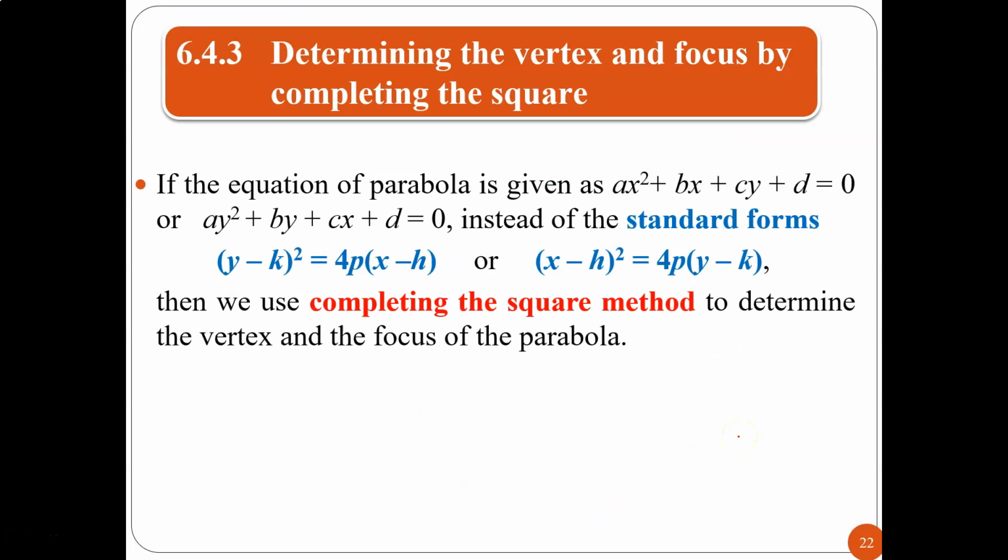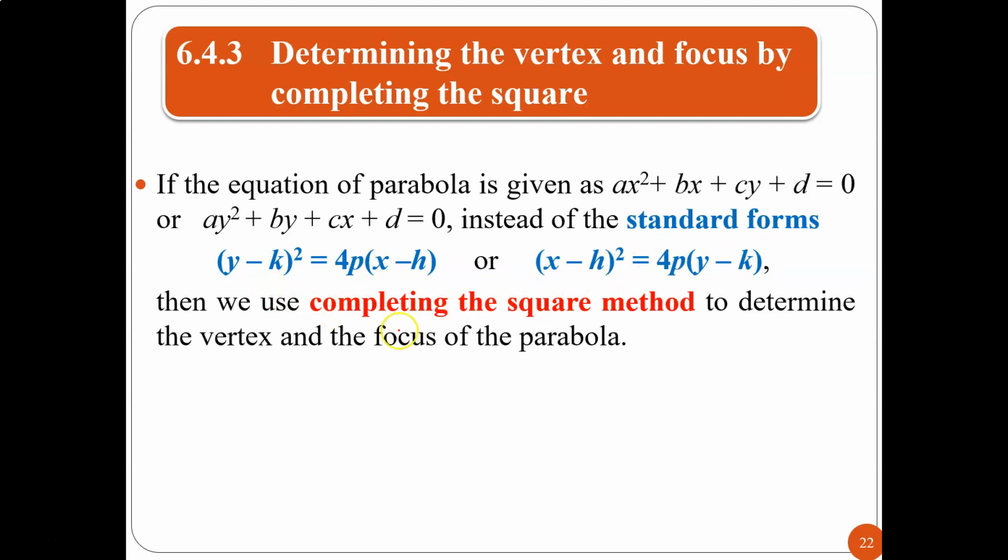Okay, let's see the next subtopic, which is determining the vertex and focus by completing the square. I believe that you have covered completing the square during your second chapter, which is quadratic equation. So it's quite similar with this. Okay, let's say the equation of a parabola is given as ax squared plus bx plus cy plus d equal to 0, or like this, ay squared plus by plus cx plus d equal to 0, instead of the standard form. So the one we learned earlier, that one we call the standard form. Where on one side there is y, and on the other side there is x.